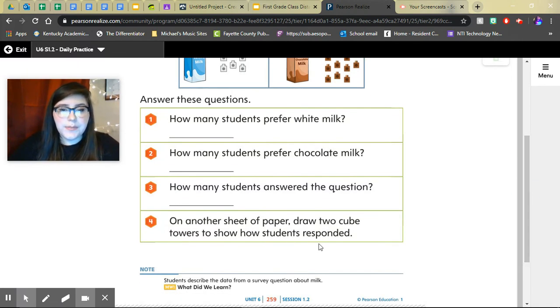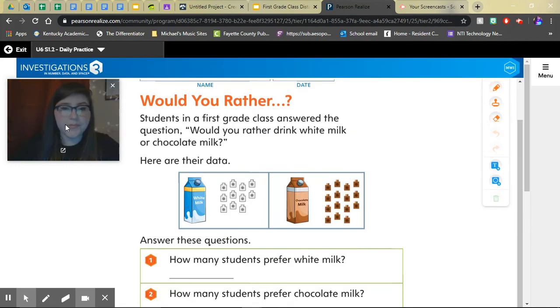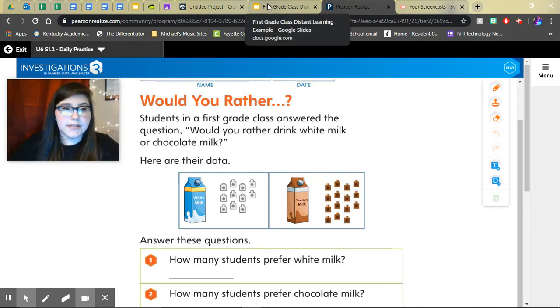On another sheet of paper, draw 2 cube towers to show how students respond. That's what we're doing for math today. Remember, if you have any questions or you need help, you can always contact your teacher.